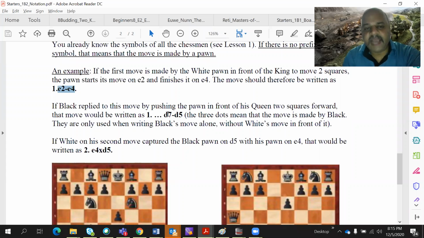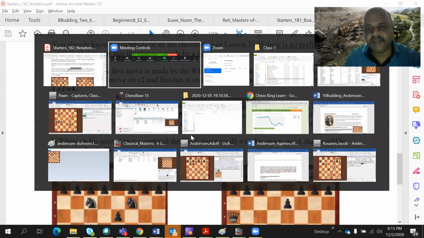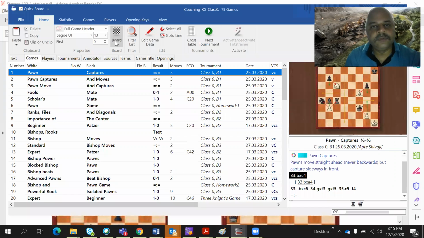Now if black plays the queen pawn and it moves again two squares, it would have started from the d7 square and gone to the d5 square, right? I'll just show you very quickly. Okay, let us take a board.